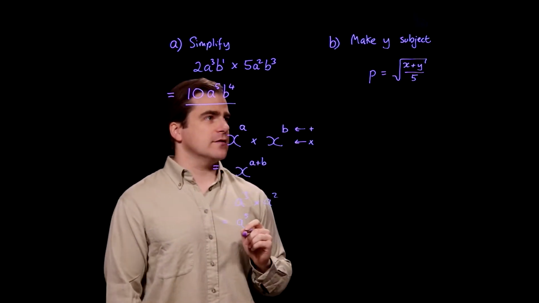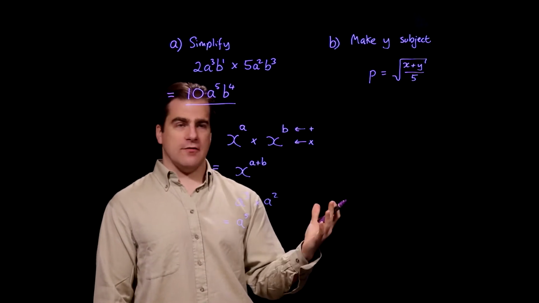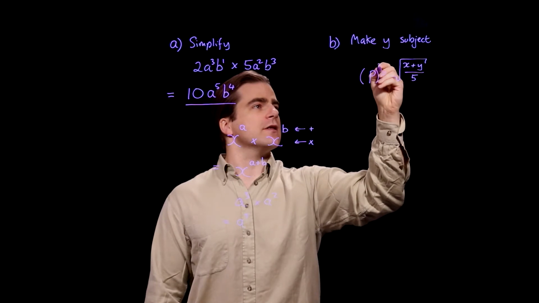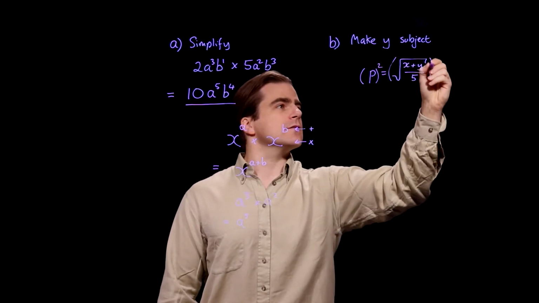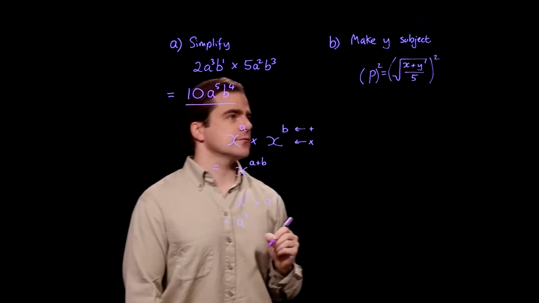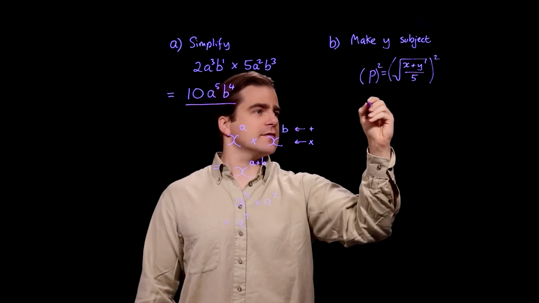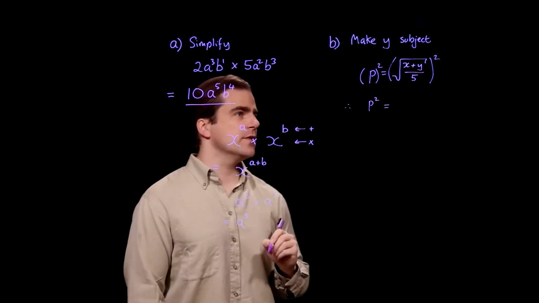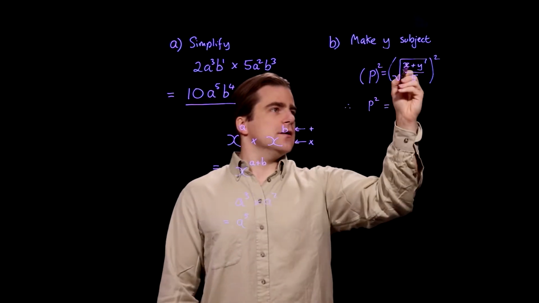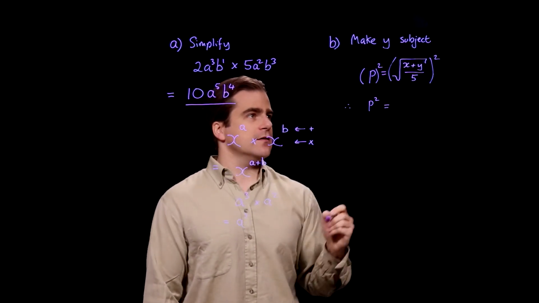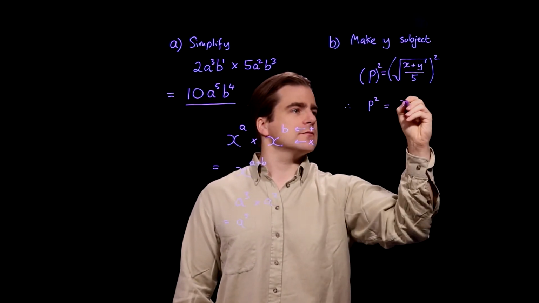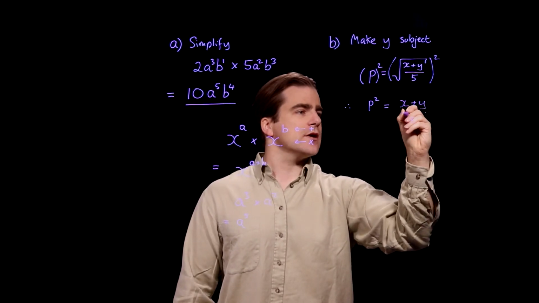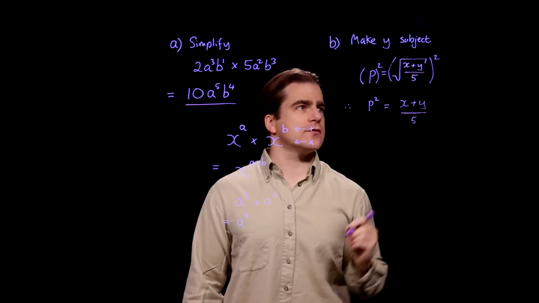To get rid of that, the opposite of square root is squaring. So we square both sides. So we square that and we square that. P bracket squared is the same as p squared. Therefore, p squared equals something square rooted, all squared, is just the something. So x plus y over 5, because square root is the opposite of squaring.